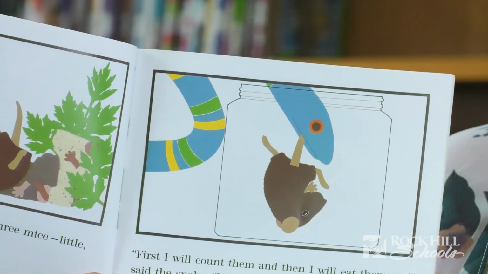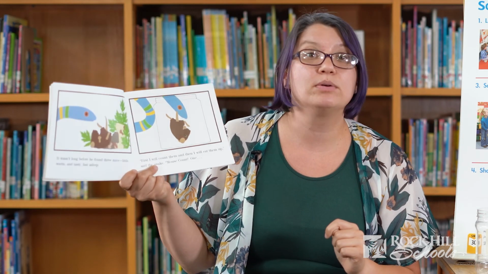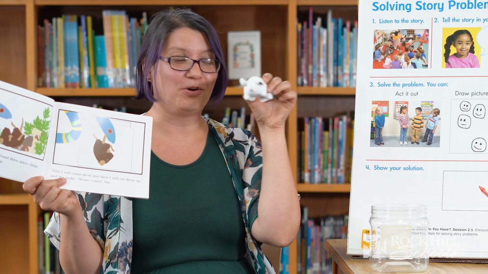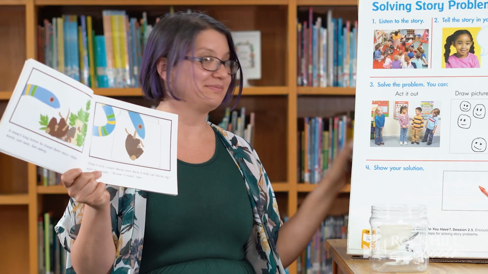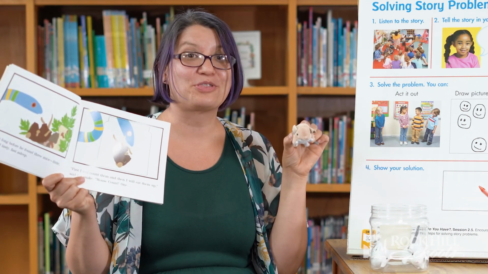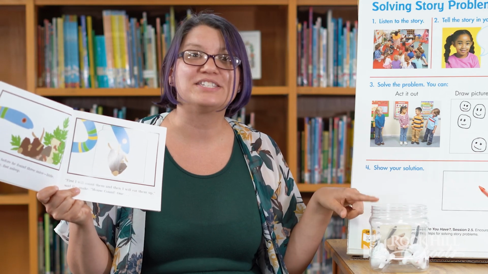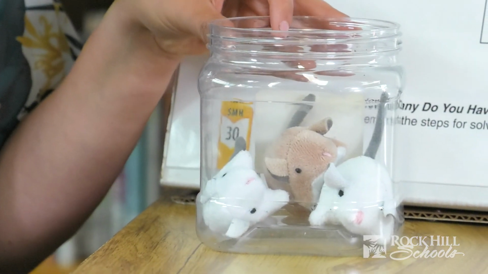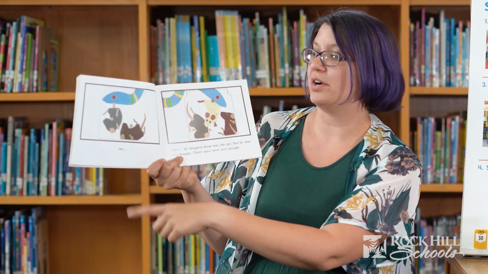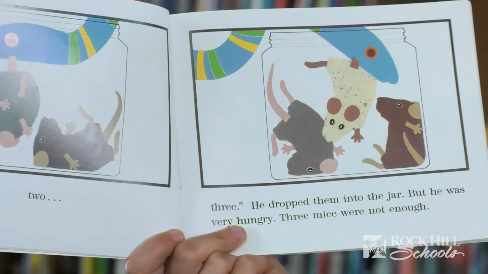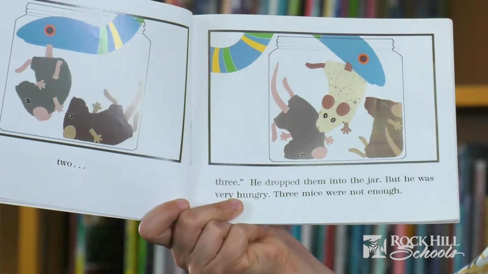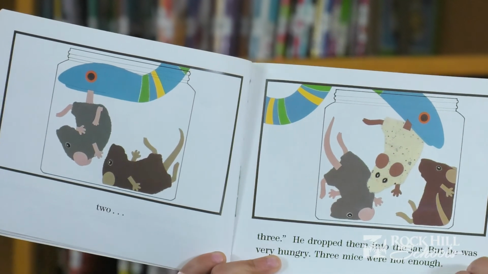Mouse count. Now here's your job. You have to help me. How many did he say he found? 3. Here we go. Wait till you see what I have. 1, 2, 3. How many mice are in the jar? 3. Very good. All right. So he says 1, 2, 3. He dropped them into the jar, but he was very hungry. 3 mice were not enough.